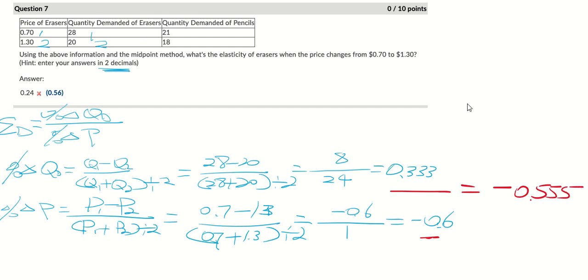Now remember for elasticity, we're taking the absolute value at the end. So for the price elasticity, it's always positive. So take the absolute value. And also we're looking for 2 decimal places. So the final answer will be 0.56. Okay, so that's the first part. Let's look at the second one.